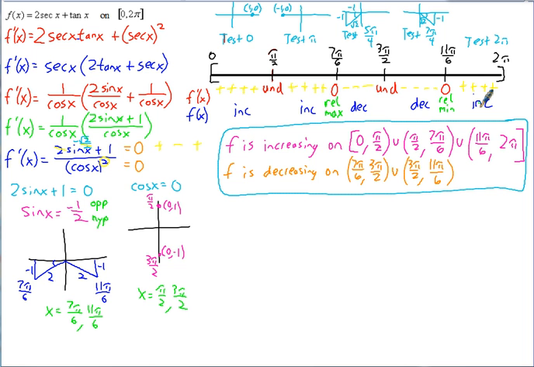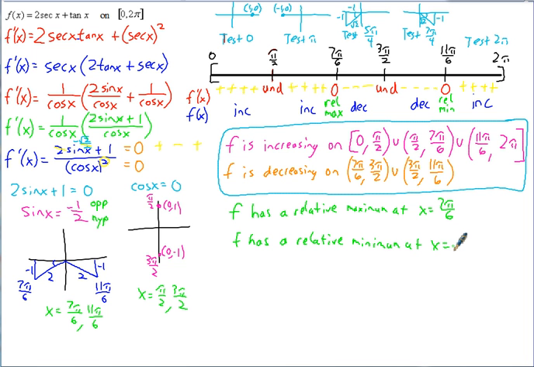So we only ask for the extrema, so we can say f has a relative maximum at x equals 7 pi over 6, and f has a relative minimum at x equals 11 pi over 6.